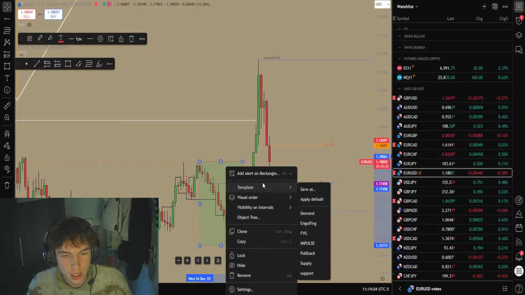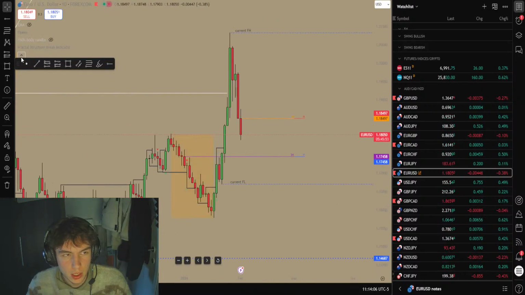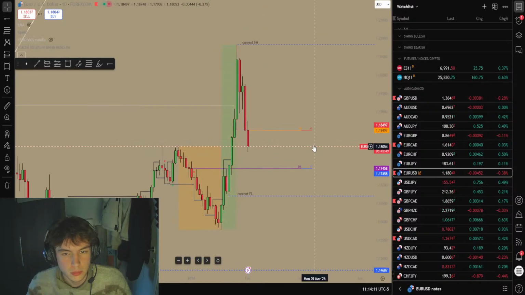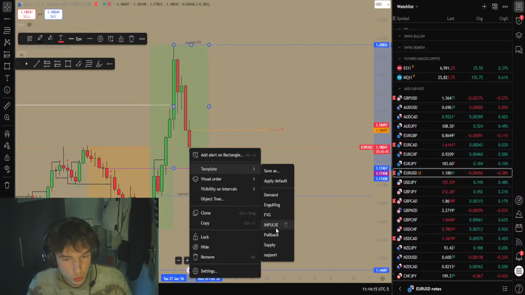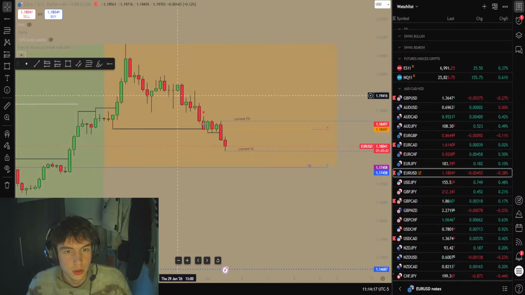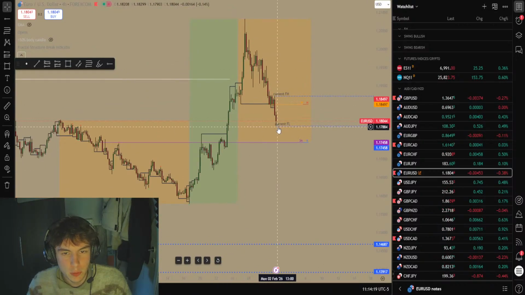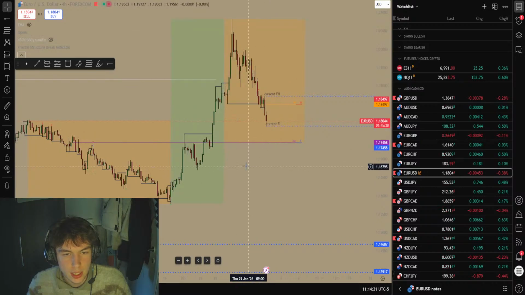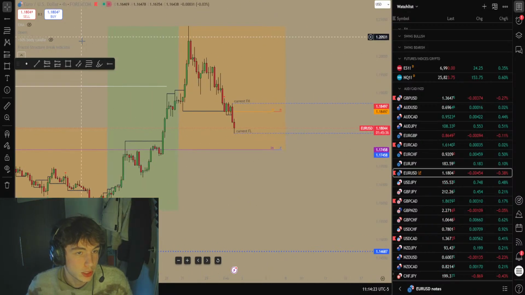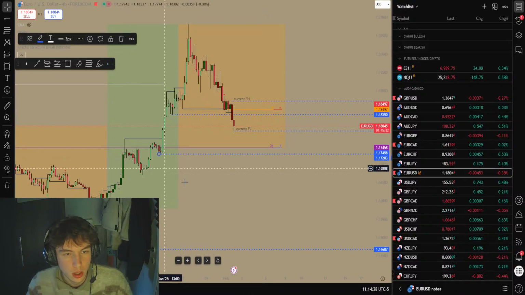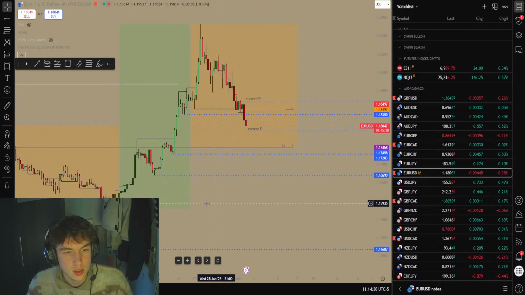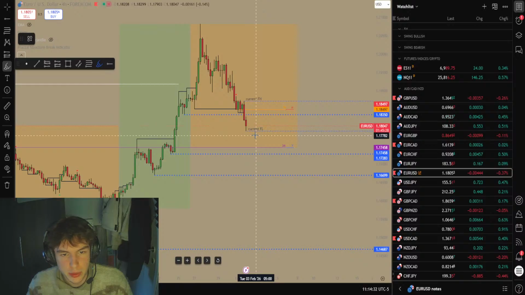Because we have a pullback, here we have an impulse. Now we are creating this pullback, and within a pullback, we are looking for liquidity to be taken, right? So on the 4 hour, we're going to see within this pullback where the liquidity is laying that I will be looking forward to sweeping. This low, and this low. Now I have to see where price reacts from. Do we react from here? Do we react from here?